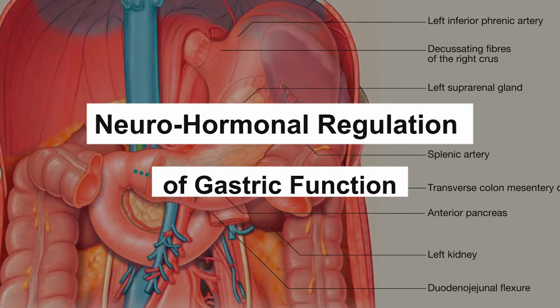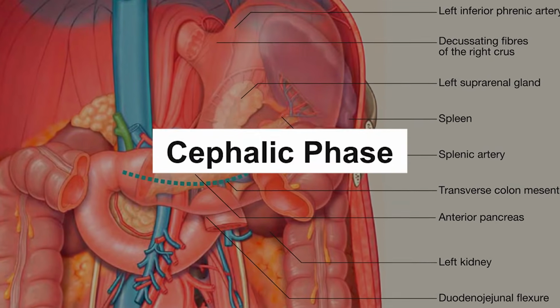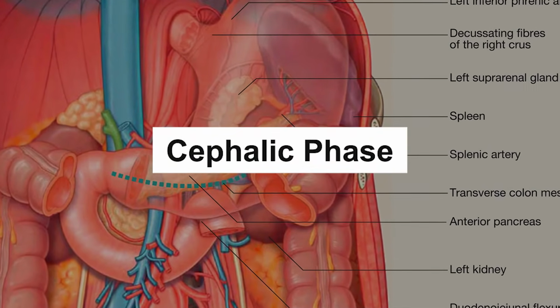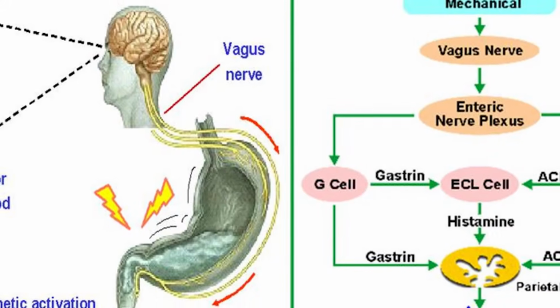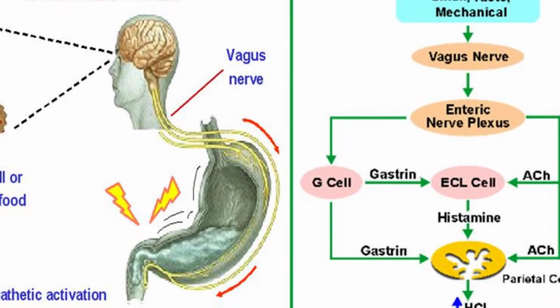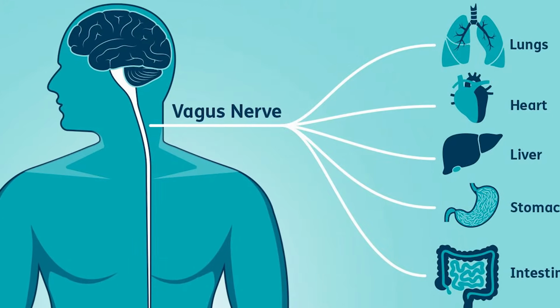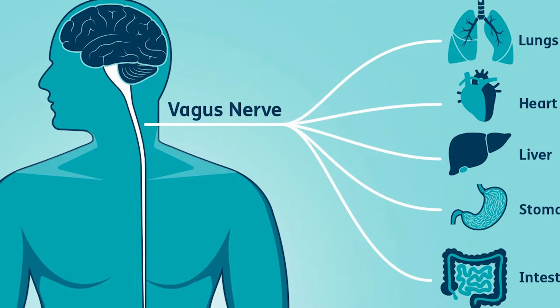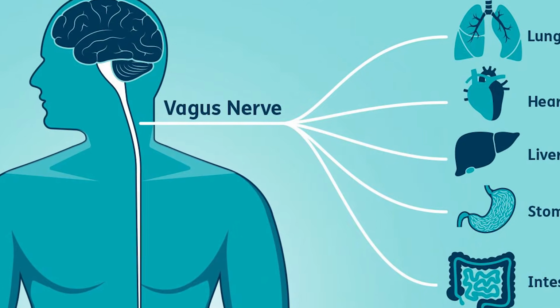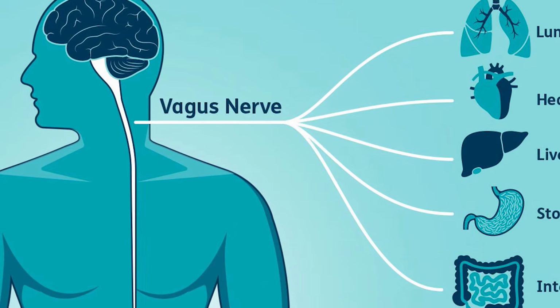Neurohormonal regulation of gastric function. Cephalic phase. The cephalic phase of gastric secretion is initiated by the sight, smell, taste, or thought of food. This phase is mediated by the vagus nerve and stimulates the secretion of gastric juices even before food enters the stomach.